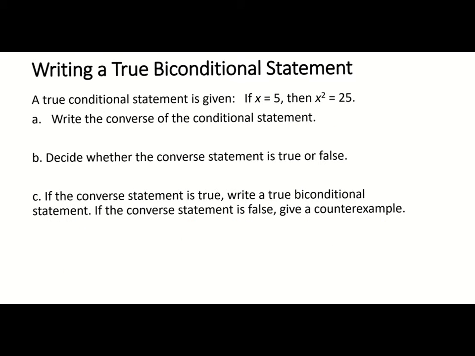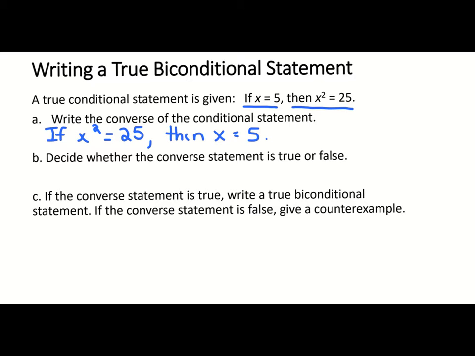All right, so we're going to do the same thing here. We're going to first look at our original true conditional statement, and that is: if x equals 5, then x squared equals 25. So the converse would be to switch P and Q. So it would be: if x squared equals 25, then x equals 5. Is this statement true or false?